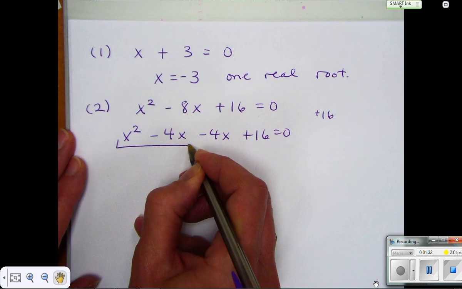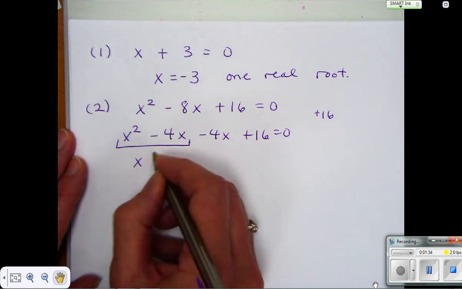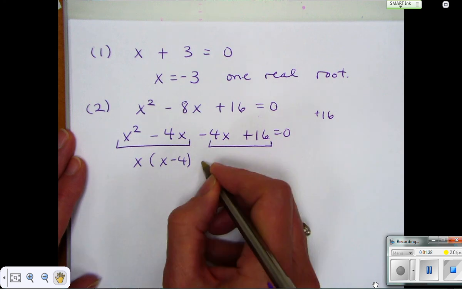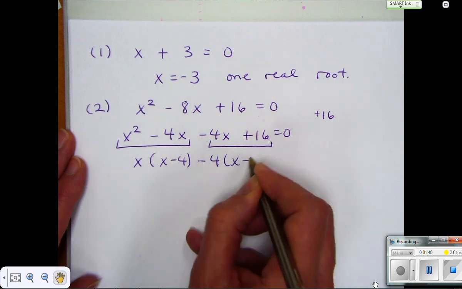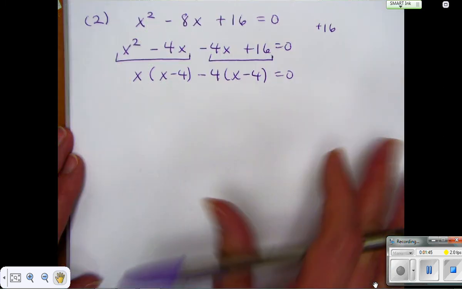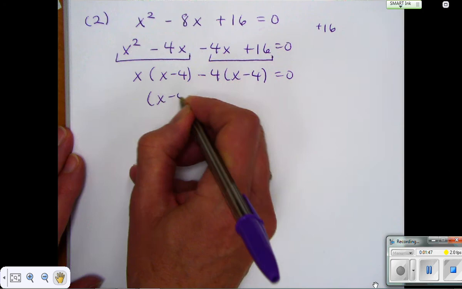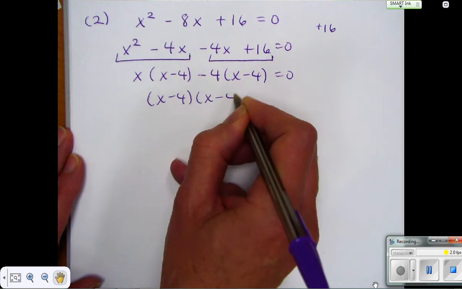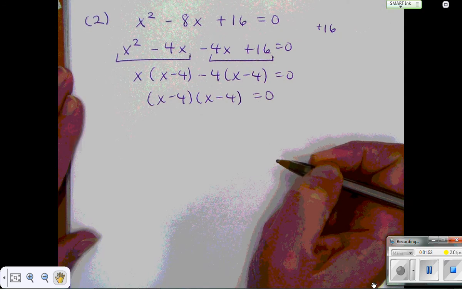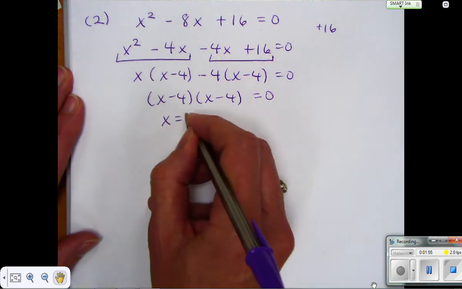My first 2 terms I can factor an x out. My last 2 terms I can factor out a -4. So what I wind up with is x minus 4 times x minus 4. So I have the same root. It's a double root. If I solve those for x, I'm going to get x equals 4 2 times.